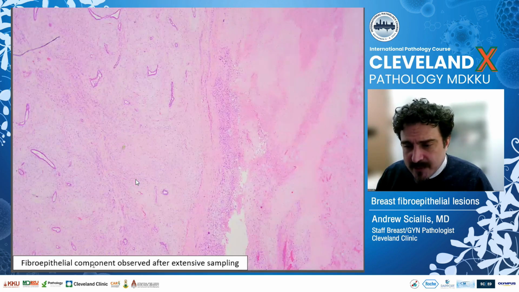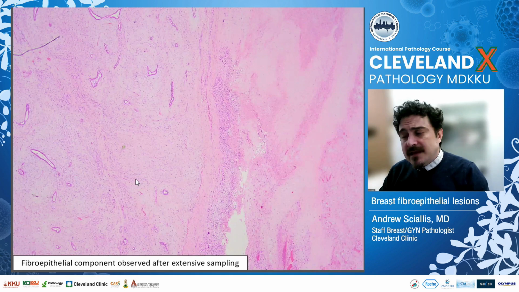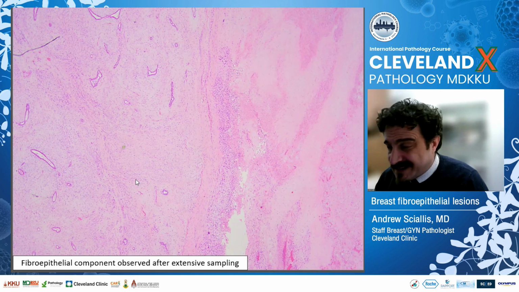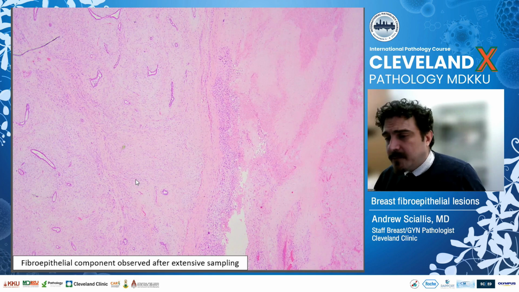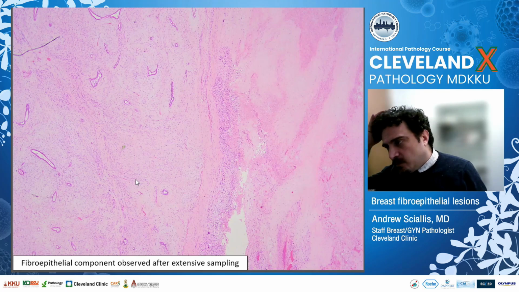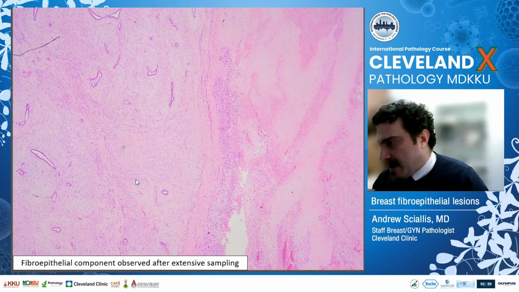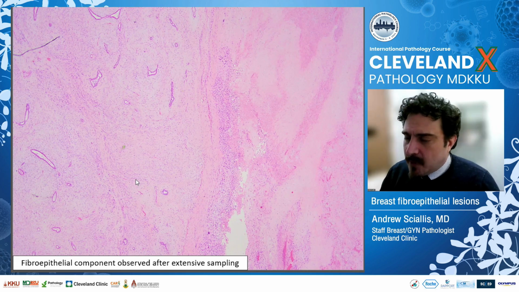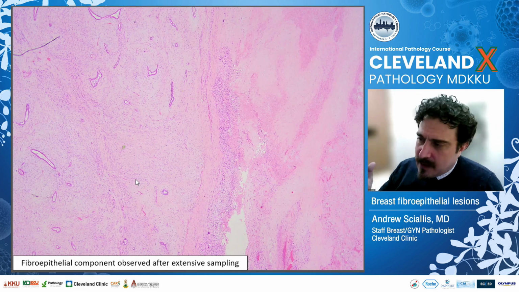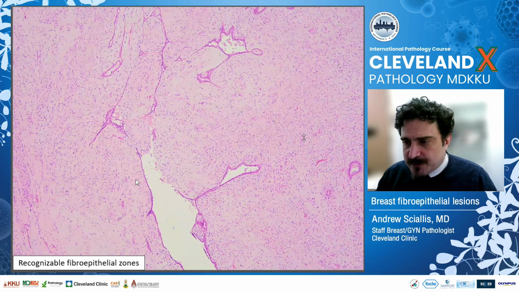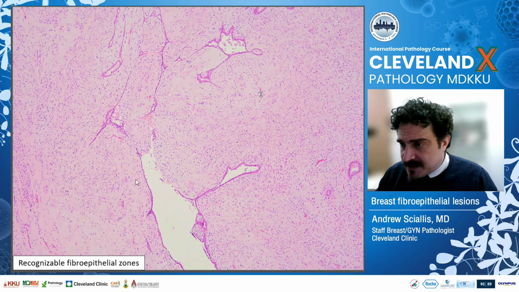So the fibroepithelial component was observed only after extensive sampling. I did not do any immunostains on this because I know that there are pitfalls in that interpretation, and that it's probably better just to oversample something like this in hopes that you can find a component that looks fibroepithelial, and that's your only surefire way of being able to separate a malignant phyllodes tumor from a metaplastic carcinoma. The recognizable fibroepithelial zones are also atypical.